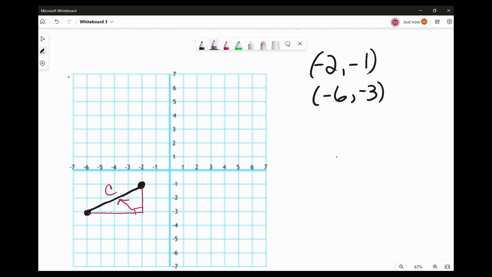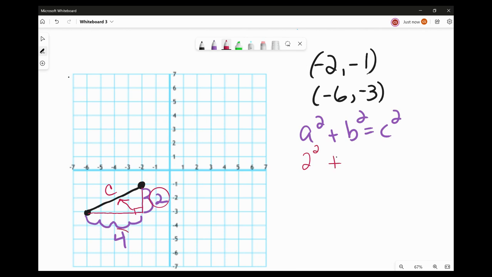And so I can count here. 1, 2, 3, 4. This one's 4. 1, 2. This one's 2. So I have A squared plus B squared equals C squared. And A and B are interchangeable. So I'll use 2 as A, so 2 squared. I'll use 4 as B, 4 squared equals c squared.